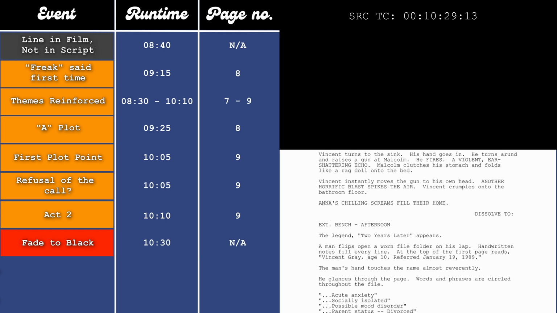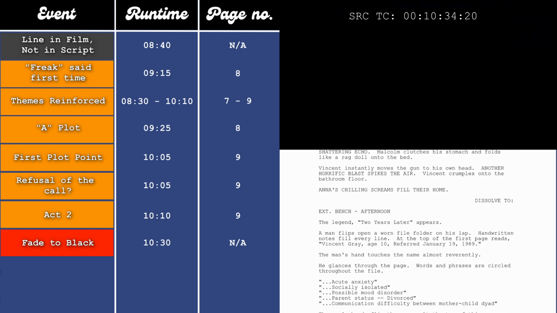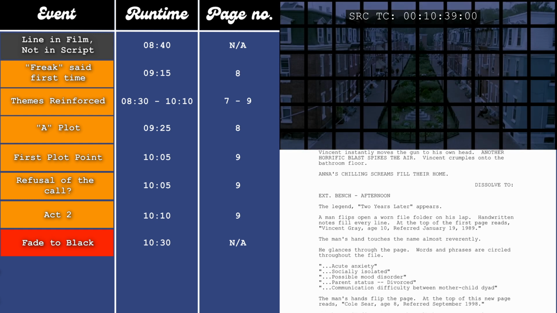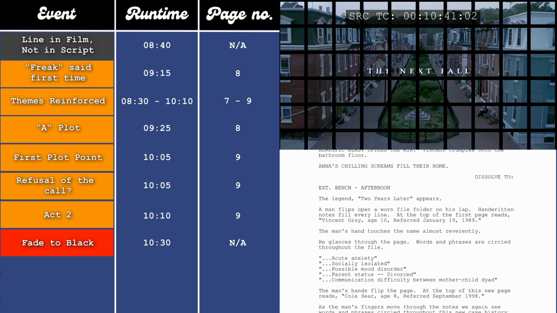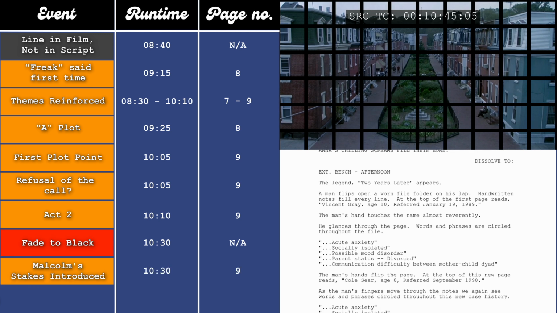This becomes another reoccurring thing, like the red motif. The difference here is that the fade to blacks actually get paid off, and I'll mention it again when that happens, but until then, just keep an eye on the list to the side, and I'll flag them whenever they happen. This moment also introduces the stakes, that if Malcolm can't help his patients, things can turn fatal.